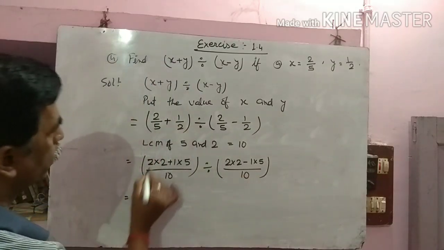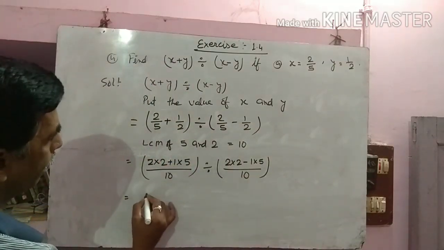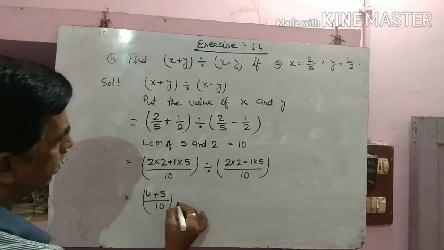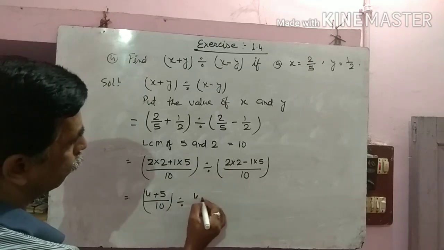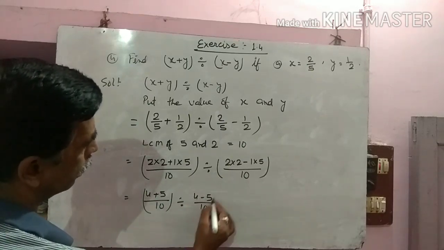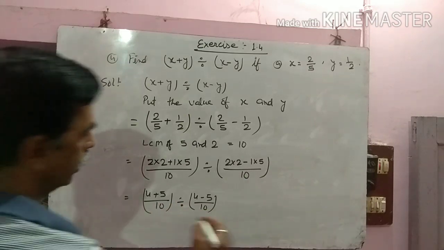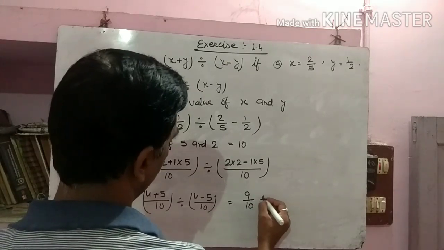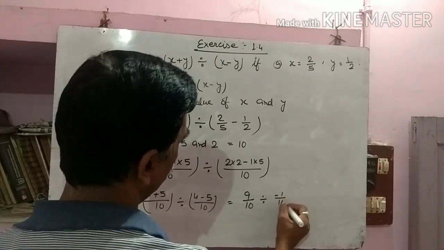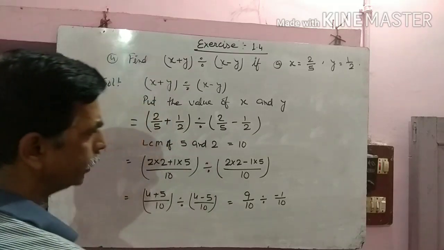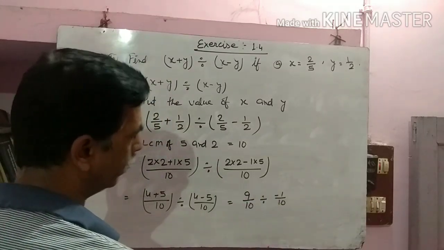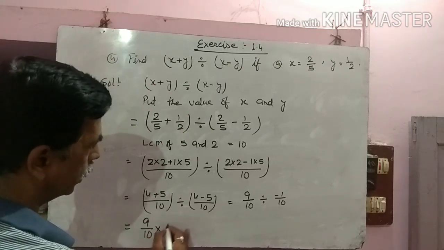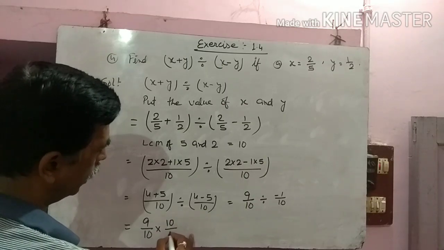Then what will we get? 2 2s are 4 plus 5, 1 5 is 5, so 4 plus 5 by 10 minus 4 minus 5 by 10. Then what will we get? 9 by 10 divided by minus 1 by 10. In case of converting this sign into multiplication, it becomes 9 by 10 multiplied by 10 by 1.